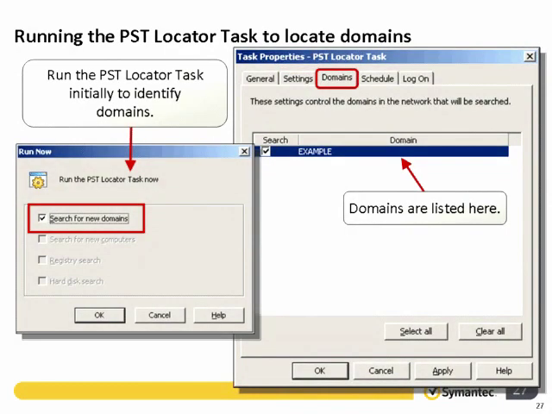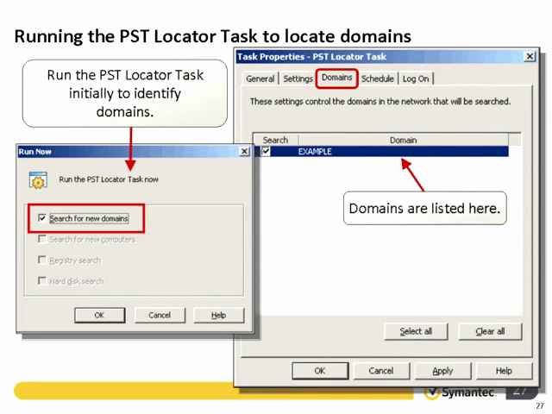To run the Pst Locator task, you just go into the Enterprise Vault Administration Console, right-click on it, and select Run Now. Because we haven't had any domains defined inside the Pst Locator task, the only thing available to you will be the search for new domains. You then click on the OK button. It'll go out and find whatever domains are available. In this particular example, it found a domain named example.